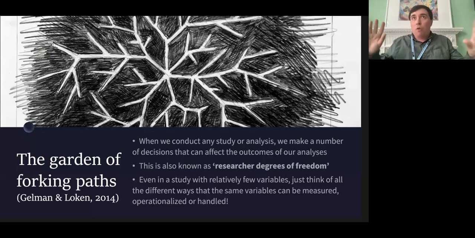And all these different roads and all these different tangents, different forks, lead to many, many different ways that a study could have been done. So we have to acknowledge there are potential other studies that don't exist that we also have to compare to. And there are just many ways we can handle variables.